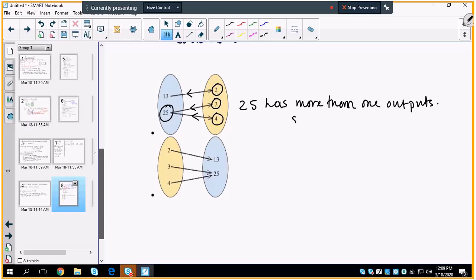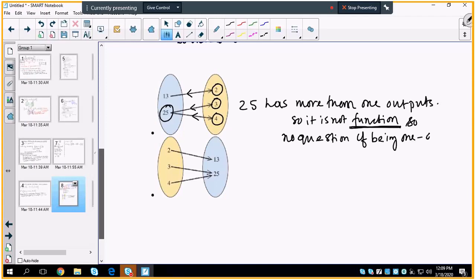So it is not a function. I asked you to check whether they are one-to-one functions or not. You first find whether it is a function or not. It is not even a function, so no question of being a one-to-one function. I am not going to even check for one-to-oneness if it's not a function.